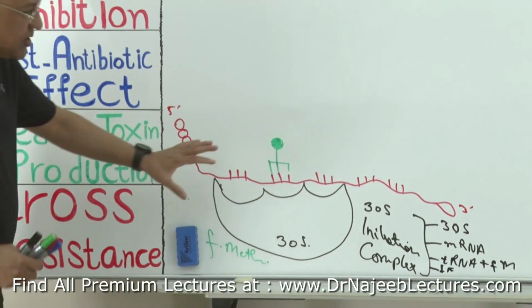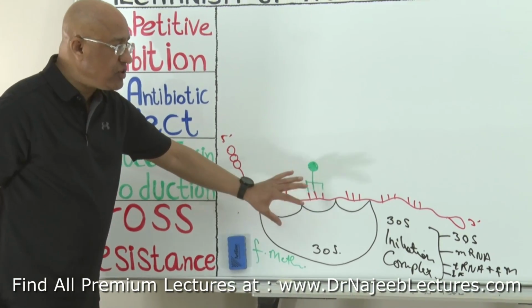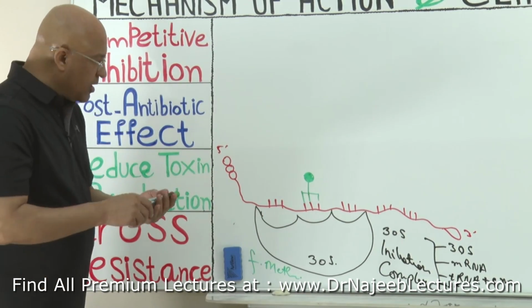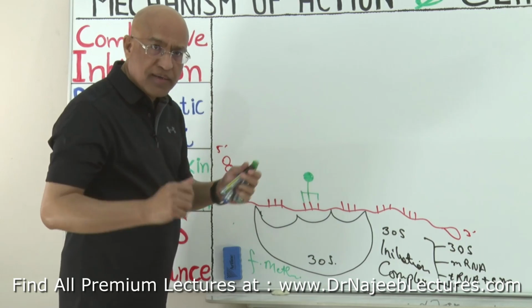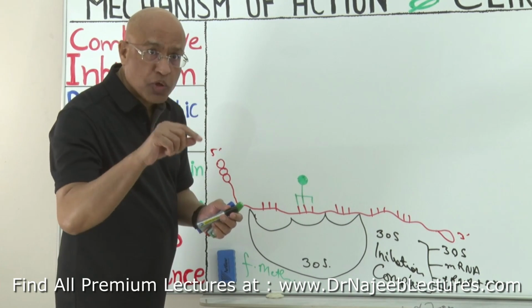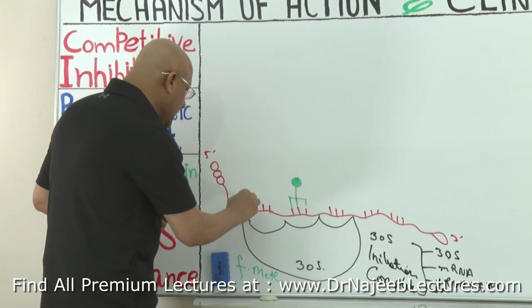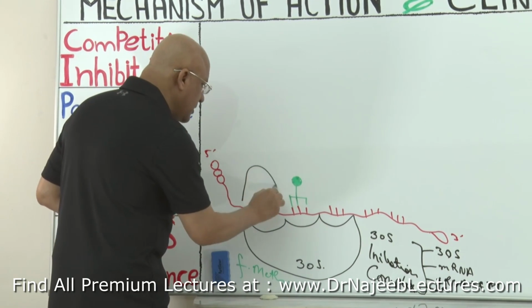Now once the 30S initiation complex is synthesized, then the bigger subunit of the ribosome will bind with it, only then. And the bigger subunit, okay, I'm going to show it here.